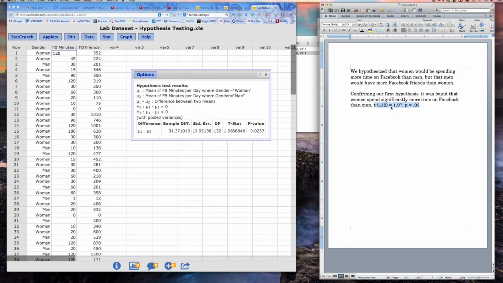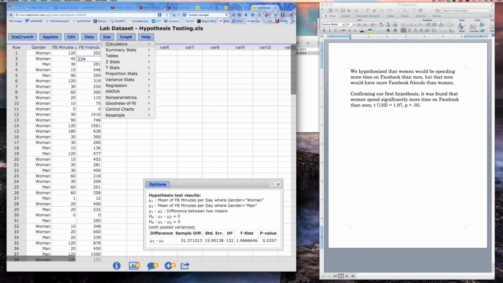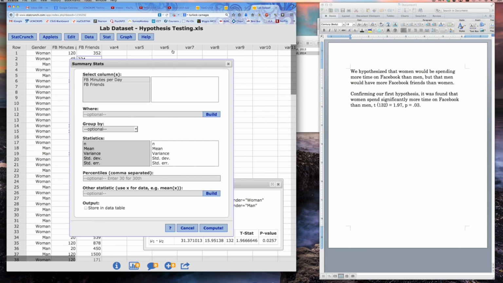This is a way for researchers to double check and go, yep, that looks like a significant result. The p is below 0.05. And now we need to put in the means for how many minutes women versus men are spending on Facebook. That way we can show readers what exactly that difference is. So in order to do that, we'll just put this over here for now. We're going to get the means of these two groups, and you can find that under Stat, Summary Stat, Columns. And we're going to look for Facebook minutes per day, and then all we need is mean and standard deviation.